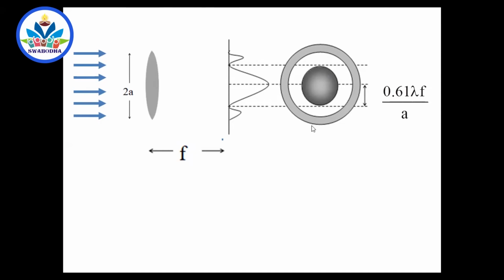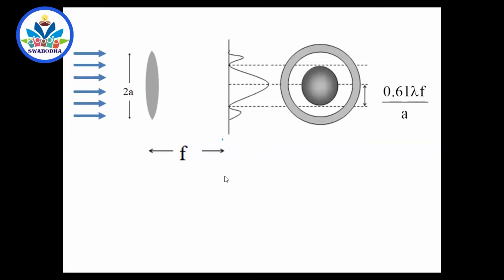When a parallel beam of light is made to fall on a circular aperture of diameter 2a or any lens of diameter 2a, then the radius of the central maxima is given by 0.61 lambda f by a, where lambda is the wavelength of light used, f is the focal length of the lens, and a is the radius of the lens, right? Or 2a is the diameter of the lens.